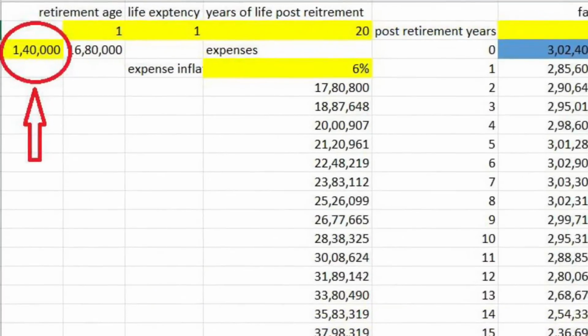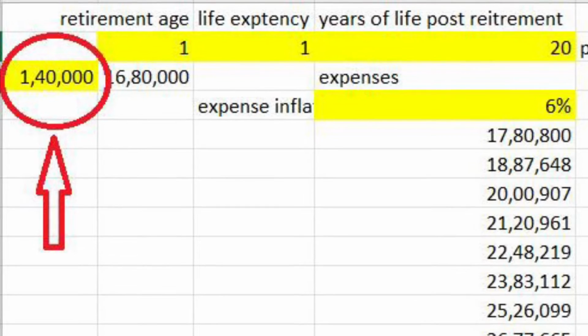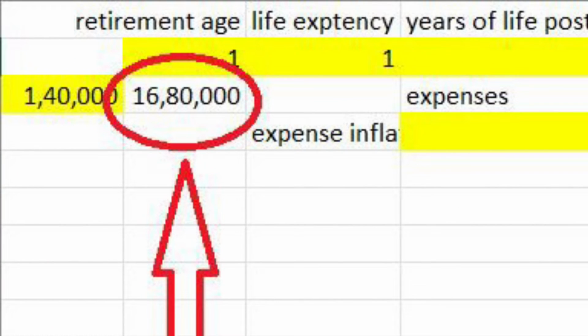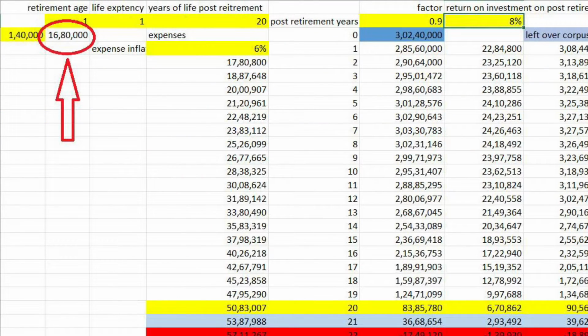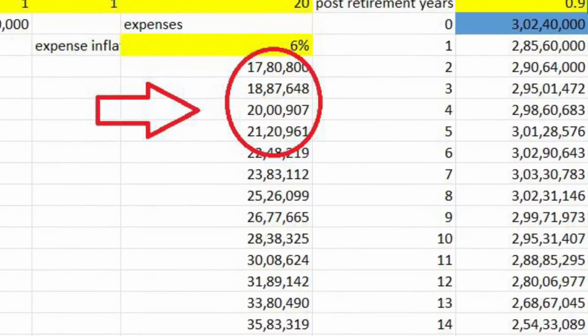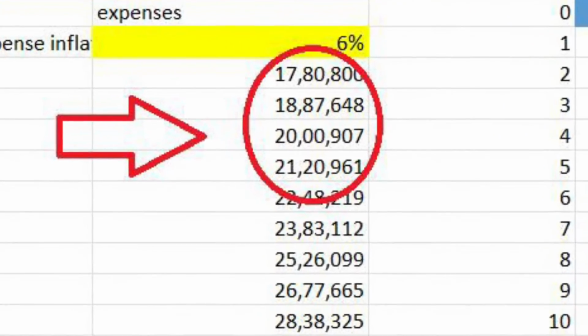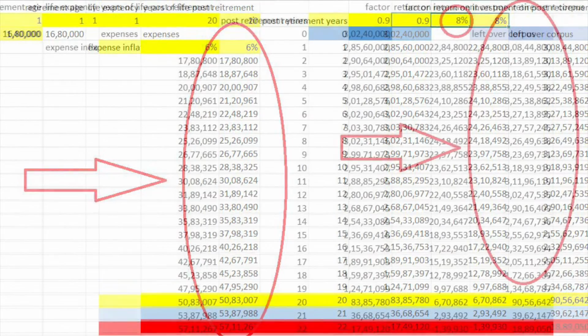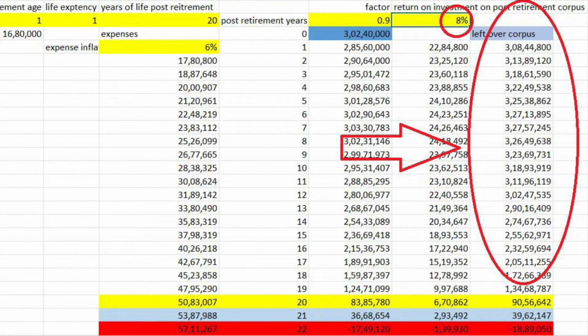The yellow cell is the monthly amount needed. This is the yearly amount. I am assuming that the entire yearly amount is withdrawn at the beginning of the year. Now, two things happen. The monthly expenses needed keep going up every year due to inflation, as you can see here. The leftover corpus keeps growing at say 8%. You can change this as you deem fit.